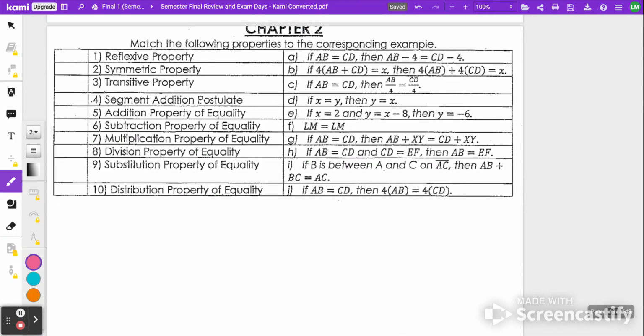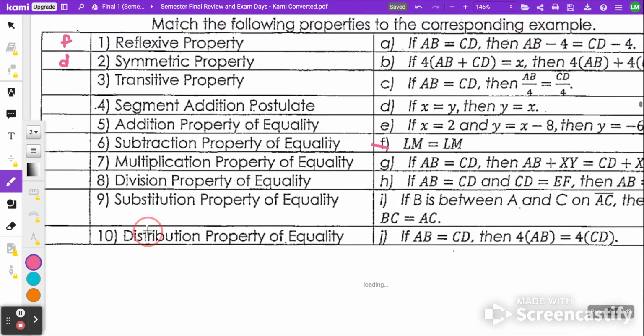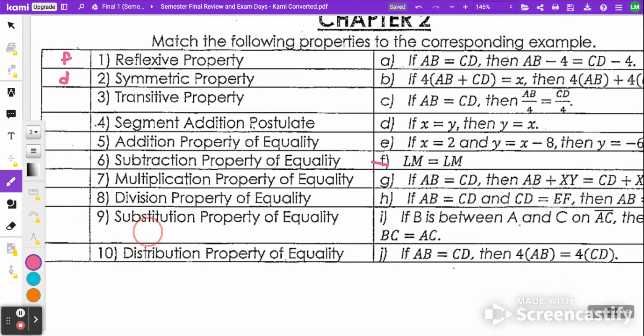All right, we're going to match all these with one another. So let's go down the list. The reflexive property is letter F. LM is equal to LM. The symmetric property is letter D. If X is equal to Y, then Y is equal to X. I'm going to zoom in here so I don't cause confusion with how I'm writing my letters. Number 3, transitive property is letter H.